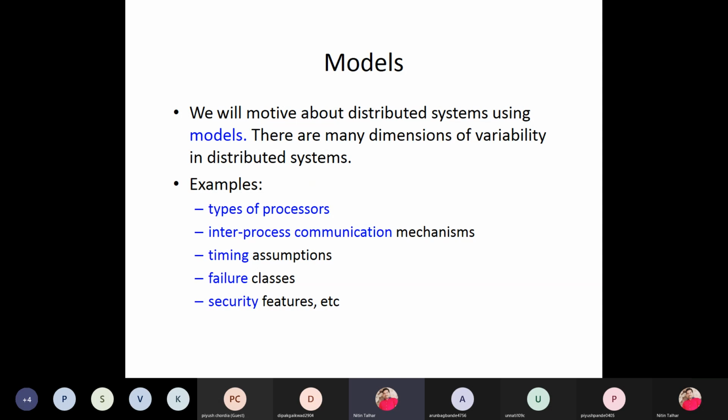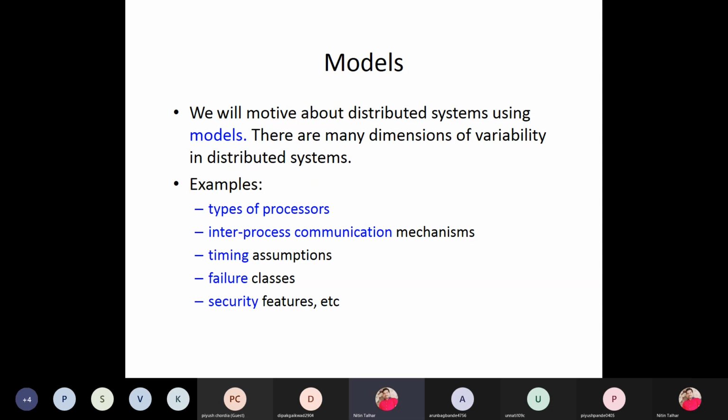If the issue is related to fault tolerance, you have to identify which algorithm to use to resolve that particular problem on that node. So you have to understand the model: the types of processor, inter-process communication mechanism, timing assumptions, the failure class, the security features. These are some examples you have to think of, and then accordingly you can select the algorithm.